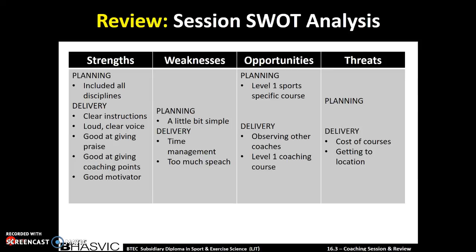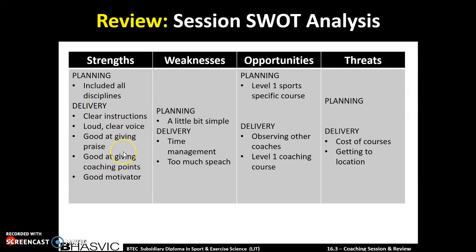And a second weakness that I believe that I had during the delivery of my session was that I was giving good coaching points to the students within my group. However, there was a lot of unnecessary speech in between, and this unnecessary speech was taking up time which could have been used to get my group active and out doing the session that I'd planned. So, like before, if I could go back and do the session, I would definitely try and cut down on the amount of unnecessary speaking I did with my group, to make sure that everyone again gets the most out of the session, which is what everyone would like to do.